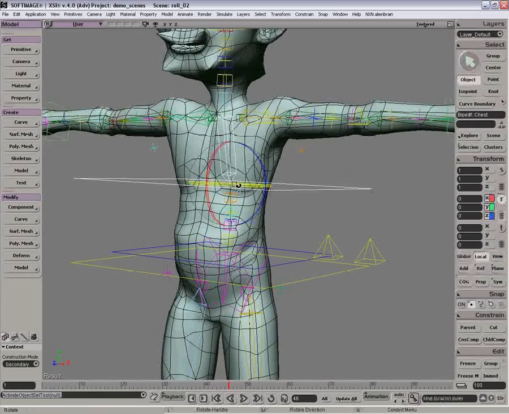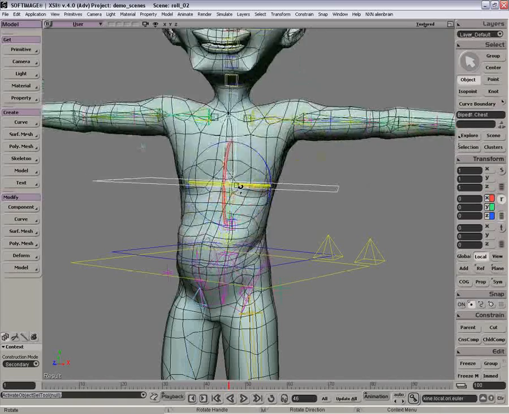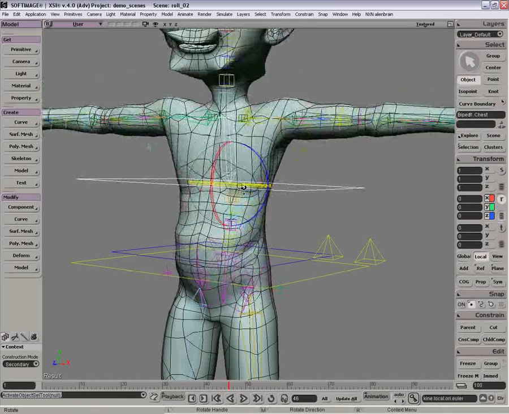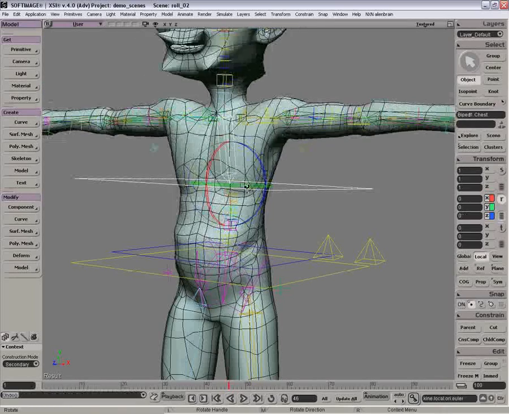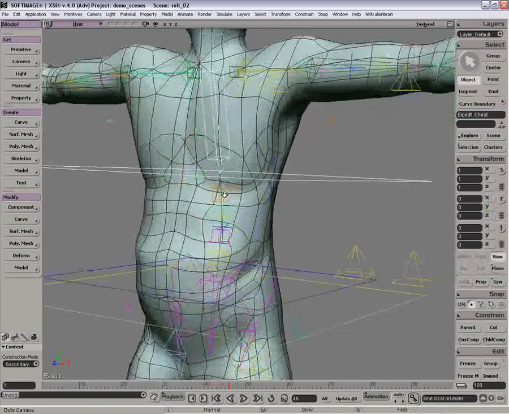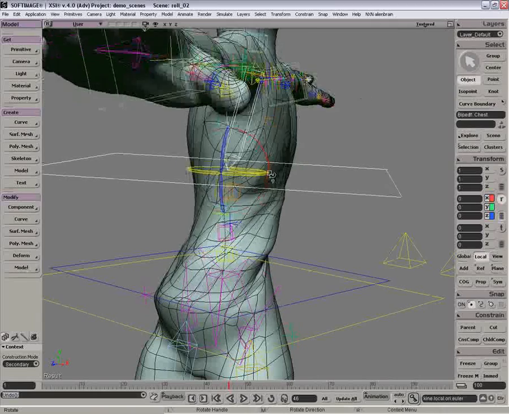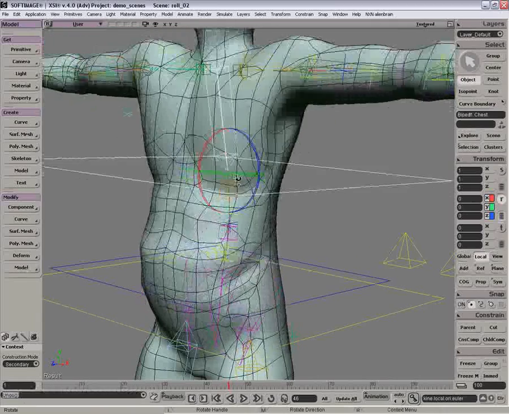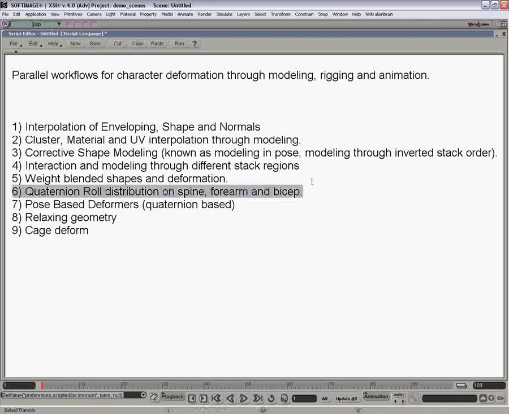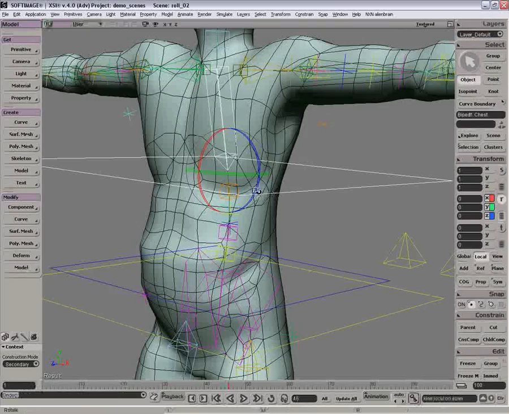I think it probably is a well known fact, but I'm gonna say it again, is that rigging is a very, very important part of deformation. So deformation has a lot of rotation problems, and the best way to address those rotation problems is with proper quaternion roll, in all these different places on the character.